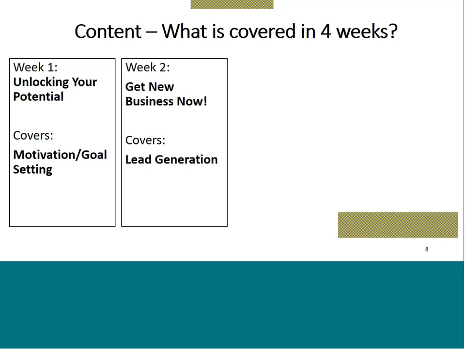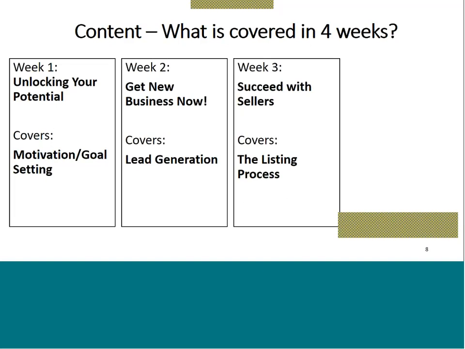This is going to cover lead generation, for sale by owners, expired listings, farming. Week 2 is also going to cover the difference between active and passive prospecting. Marketing is great and in-touch campaigns are wonderful, but that's really passive marketing, and that might get them business in their pipeline down the road, but we really need some active lead generation right now so that they can get a paycheck. In week 3, we cover Succeed with Sellers, and that's the listing process.